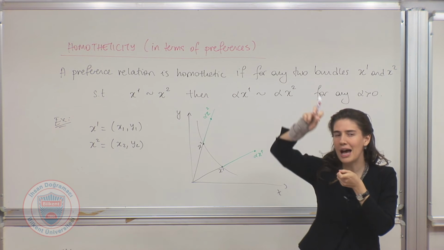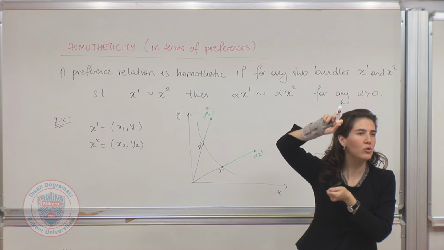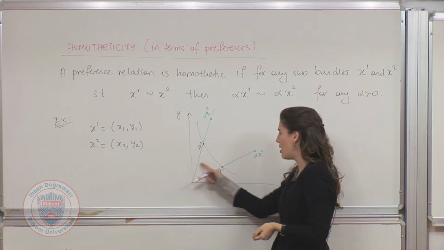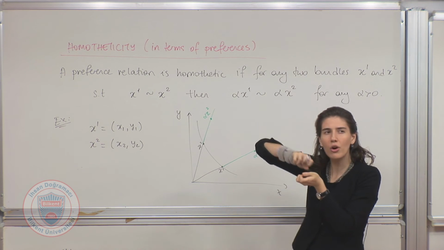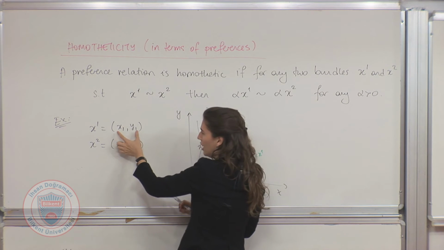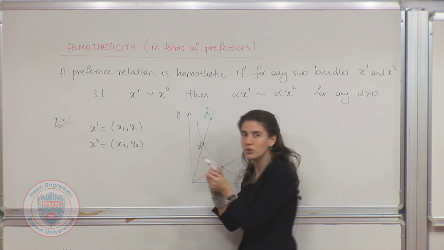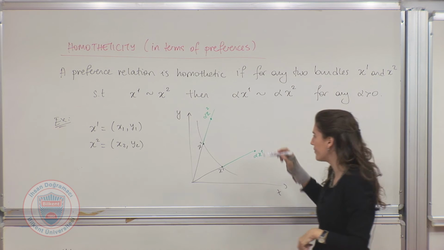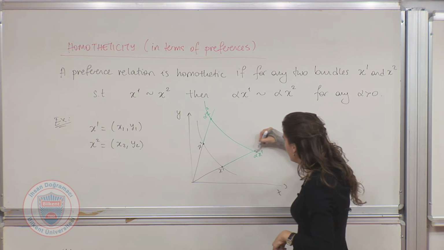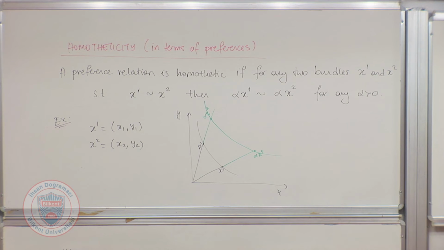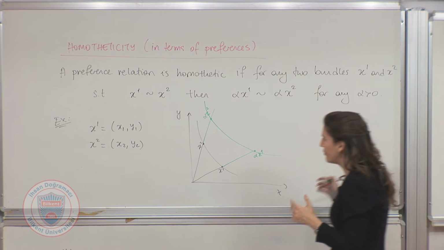So you see that it's actually a nice property. Let's say you double the goods, x1 and x2, so you double both of your goods, and you double this bundle as well. Those doubles are also on the same indifference curve, okay? If it's homothetic, that's true for any alpha, no problem. But in real life, of course, these are all special cases.